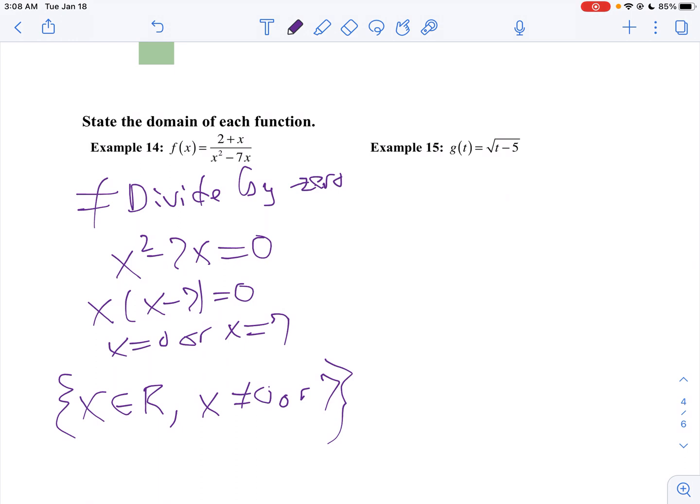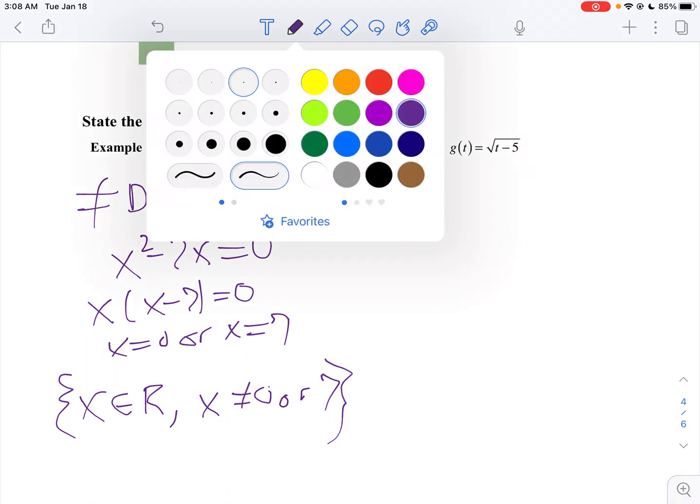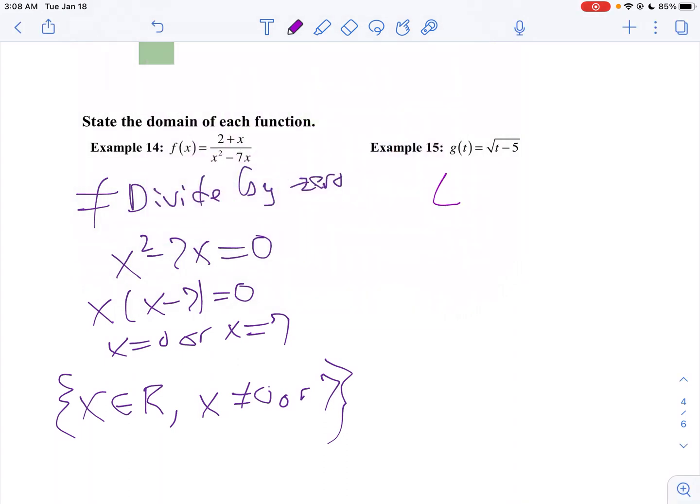Now on example 15, you can't take the square root of a negative, can you? So what happens on 15, let me switch colors here so you can see the difference. t minus 5 has to be greater than or equal to 0 because I can't take the square root of a negative. So in other words, t has to be greater than or equal to 5. There's your domain. So I'd say as long as t is greater than or equal to 5, then we have our domain.